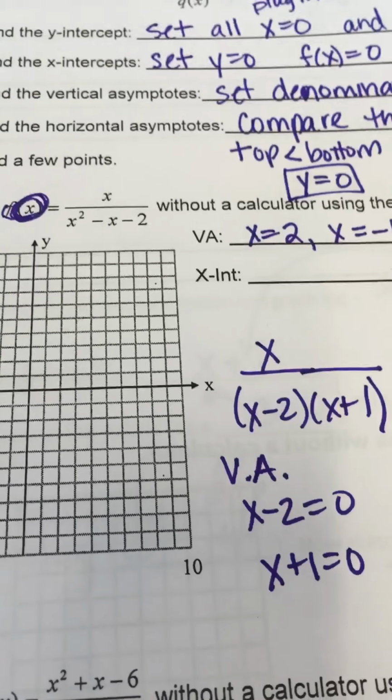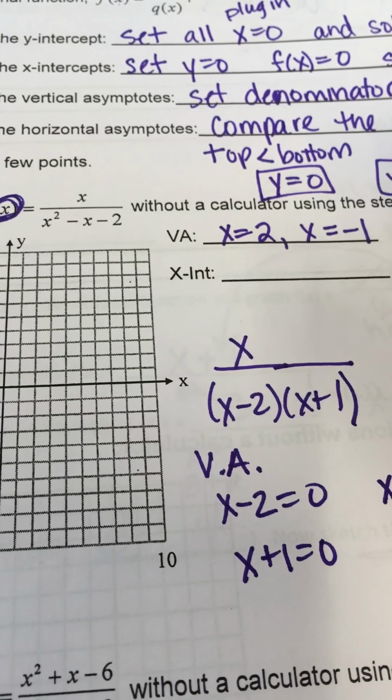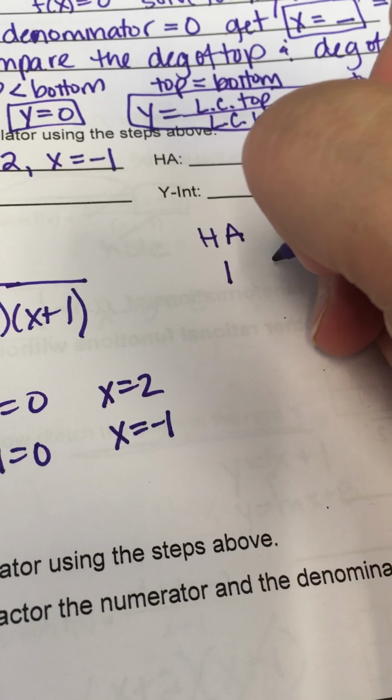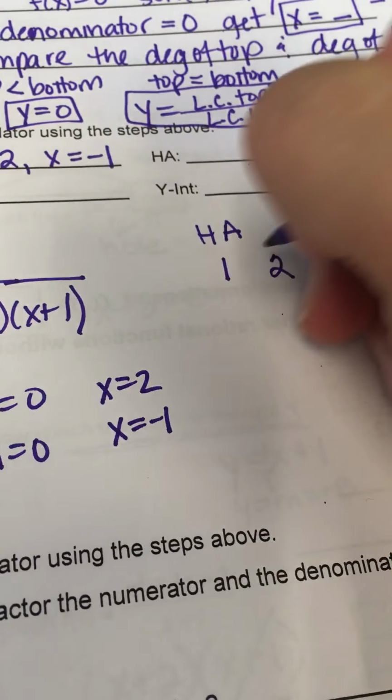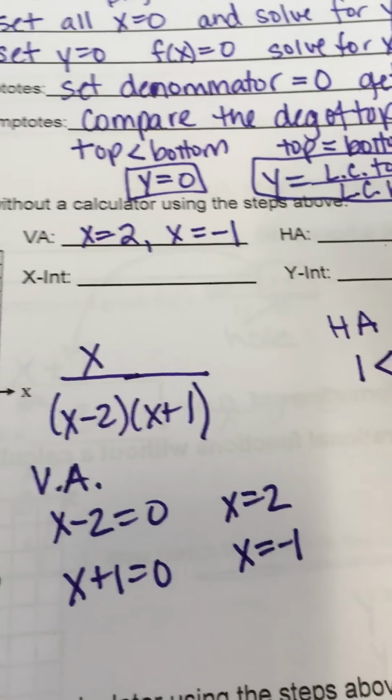The horizontal asymptote: the degree of the top is 1. Degree of the bottom is 2. And so the top is less than the bottom, so it's automatically y equals 0.